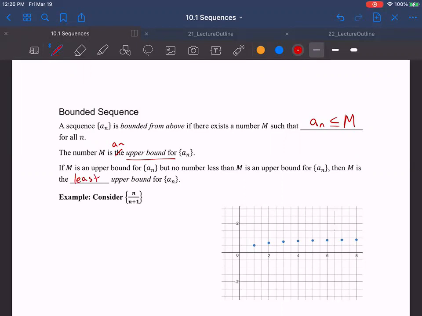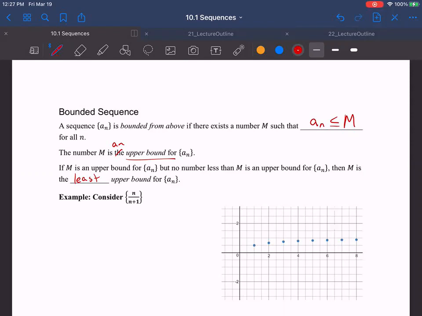So if we have a sequence that approaches 1/2 and never gets above 1/2 and gets closer and closer to 1/2, well, 1 is an upper bound, 10 is an upper bound. They're all bigger than that, right? But 1/2 would be the least upper bound. If we go anything below 1/2, then we're into the sequence. Make sense? Okay. So we can have a least upper bound.